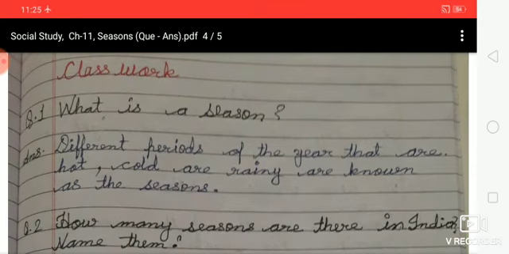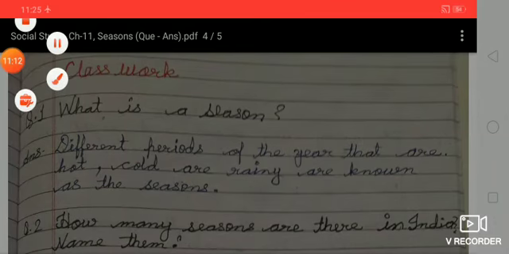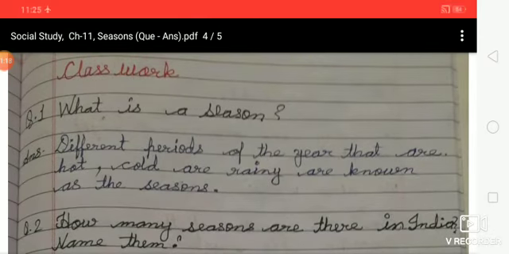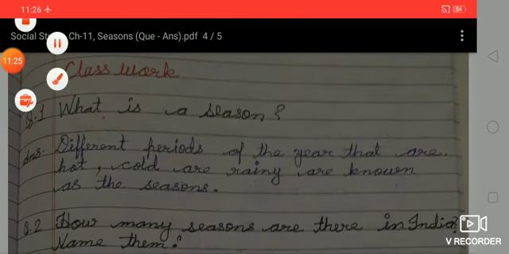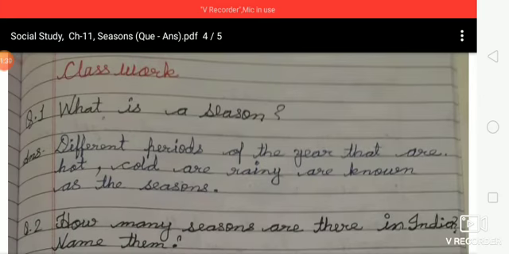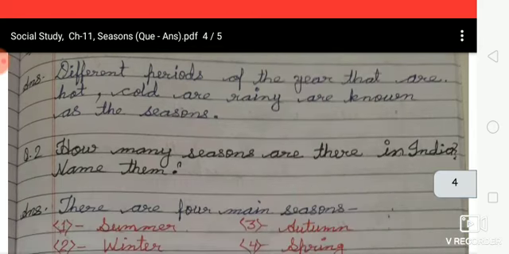So look, new class work. So first one, write your answer, question with answer. Okay students, what is a season? Different periods of the year that are hot, cold or rainy are known as seasons. So first question, what is a season? The answer is different periods of the year that are hot, cold or rainy are known as seasons.